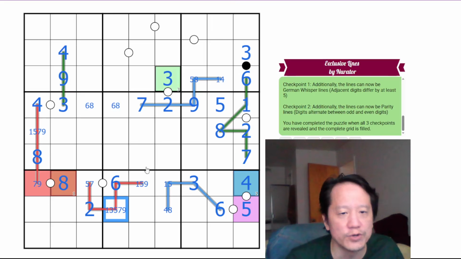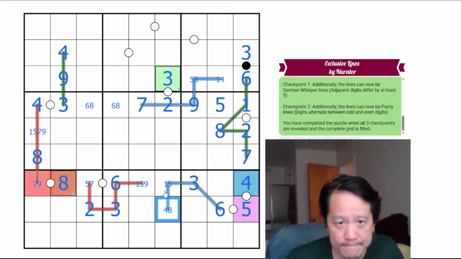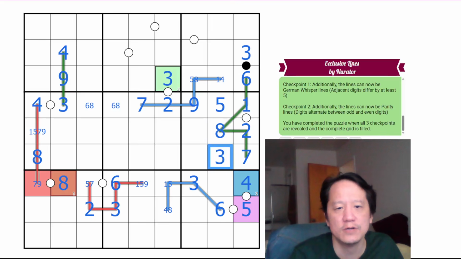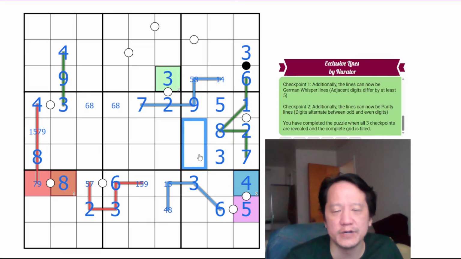Where is 3 on the parity lines? Can't be here, can't be here, it must be here. So this is 3. Remaining digits of box 6. These can't be 3 because of 3 in the column. So this has to be 3 here. Remaining digits then in box 6 are 4 and 6.